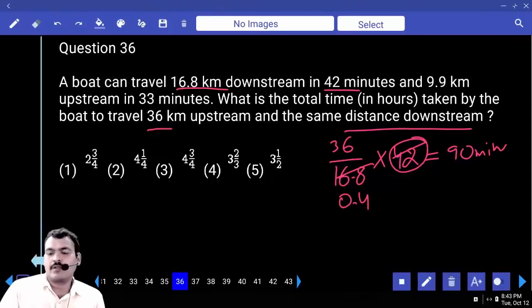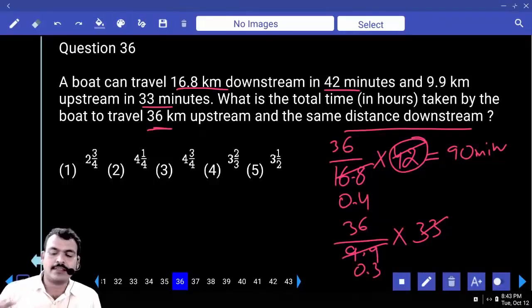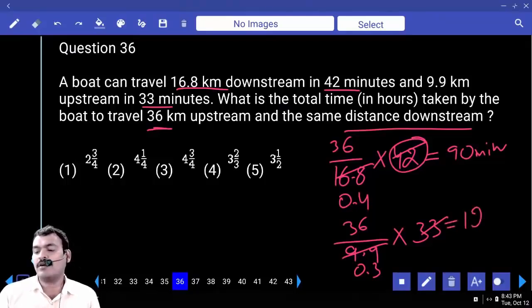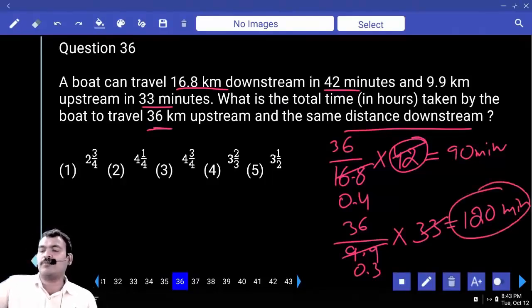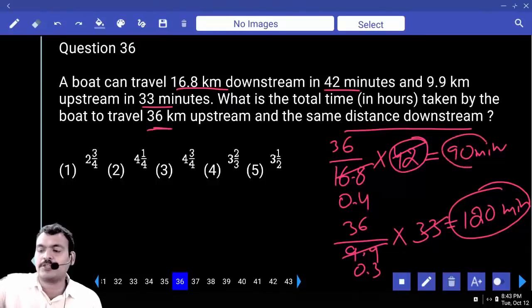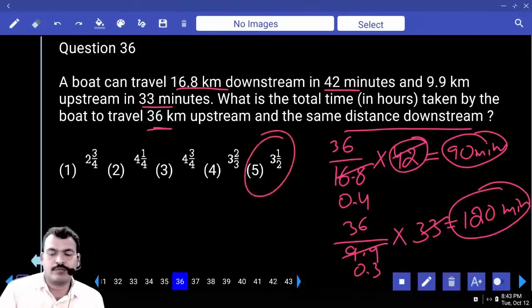Next, the second one. What distance is given? 9.9 kilometers takes 33 minutes. But in the second case we require 36 kilometers. 9.9 is almost 3 times 0.3, and 36 is almost how many times? 120 minutes. 120 minutes means 2 hours. 90 minutes means 1 and a half hours. Adding both, 3 and a half hours. Which option? Fifth one.